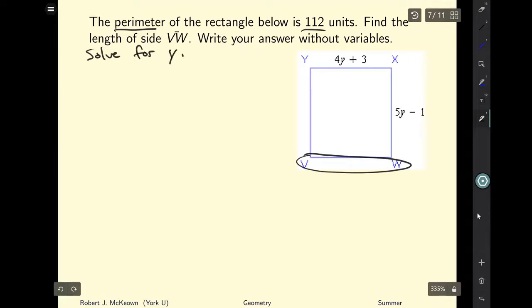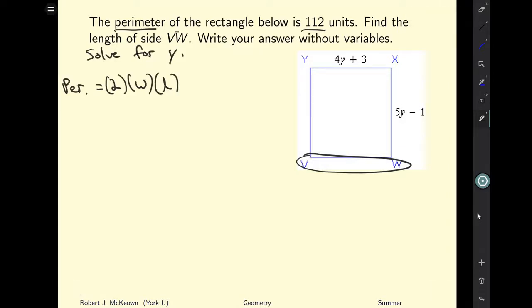y. Now, the perimeter is equal to 2 times the width of the rectangle multiplied by the length of the rectangle. A rectangle has 2 sides with the same width, 2 sides with the same length.